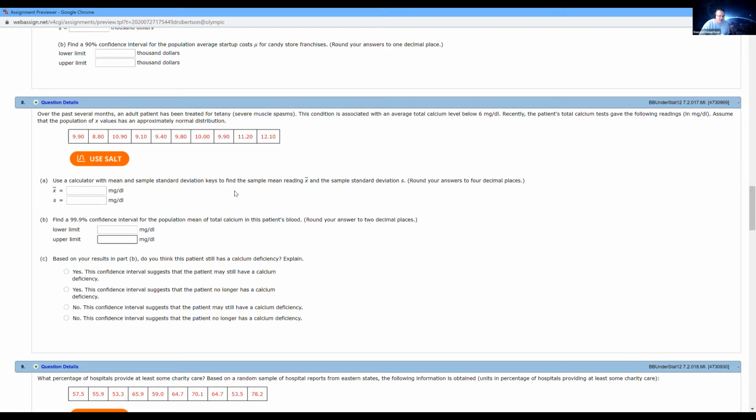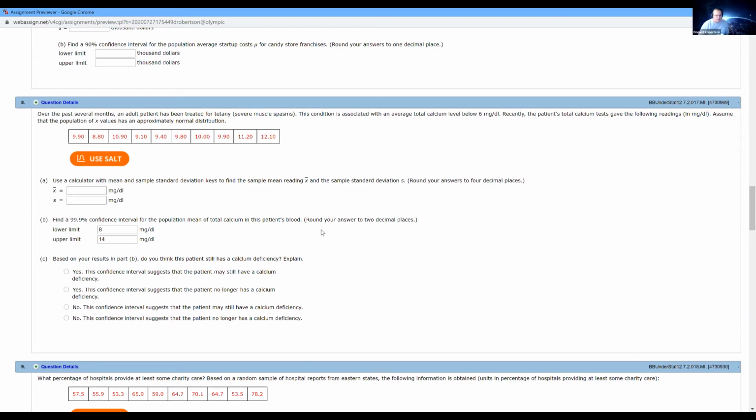Can I pretend that I know the answer? And can I pretend that the answer ends up being 8 to 14, just for argument's sake, right? So you can imagine the lower limit was 8 and the upper limit ended up being 14. Based on these results, do you think this patient has calcium deficiency? Well, you have to have a level below 6. Does his average level look like it's going to be below 6? No. Would you agree his average is good?